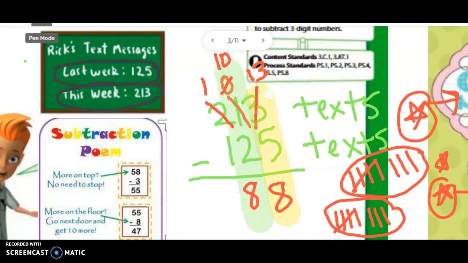And finally, the hundreds place. 1 minus 1. And 1 minus 1 is 0, but I'm not going to write a 0. I'm just going to leave it blank. So he had a difference of 88 texts.